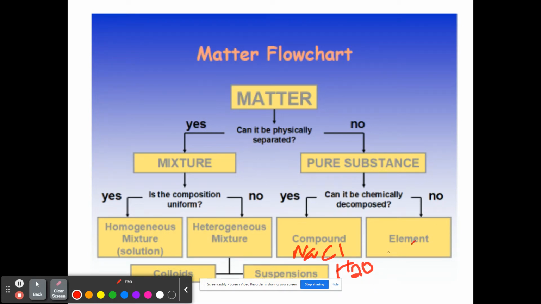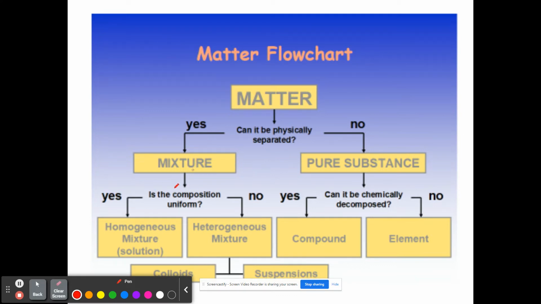All right, elements include iron, Fe, hydrogen, carbon. I have oxygen gas, which is O2. Now you might say that's a compound. Well, a compound has to be different. So this is the same thing. It just has to be different. So this would be an element.